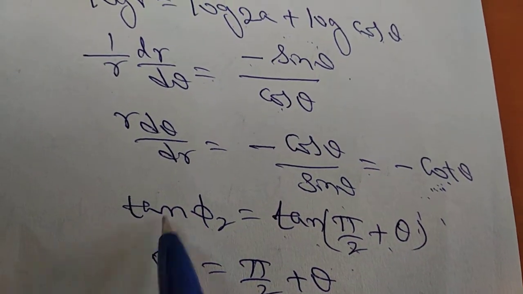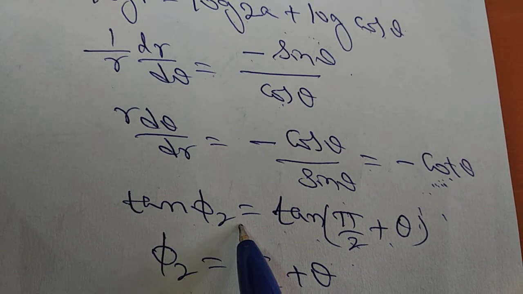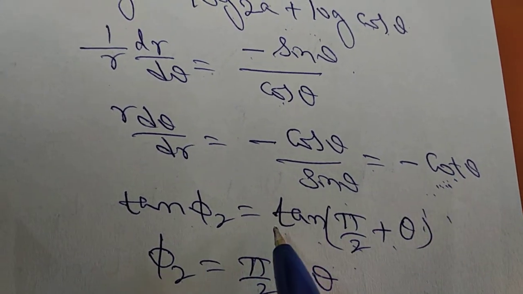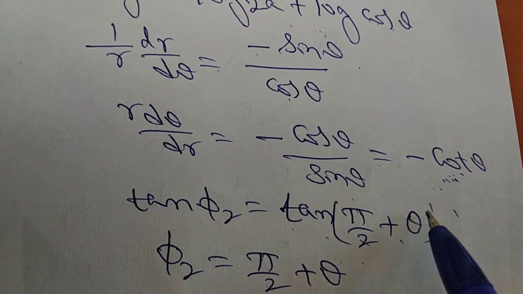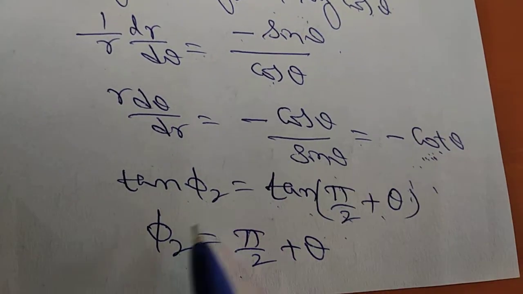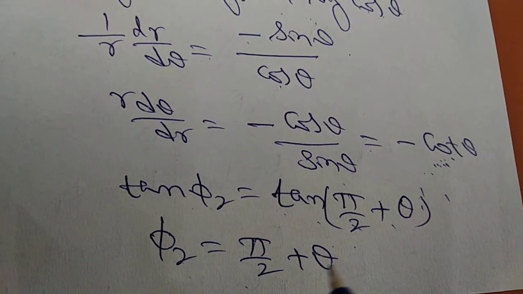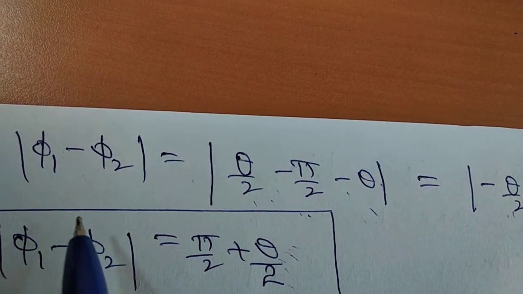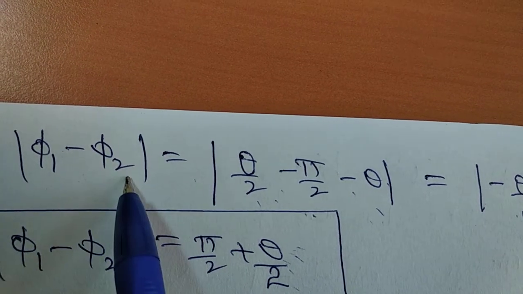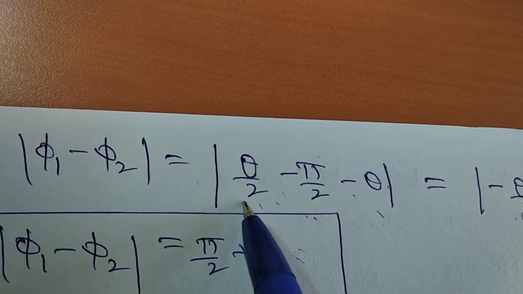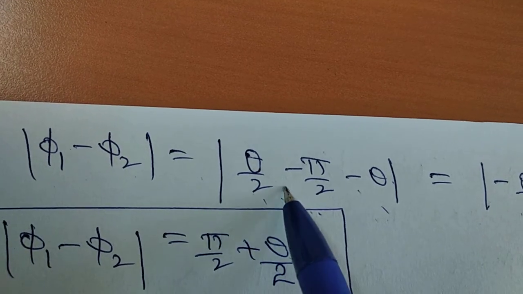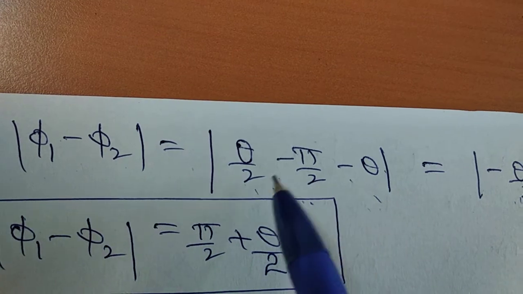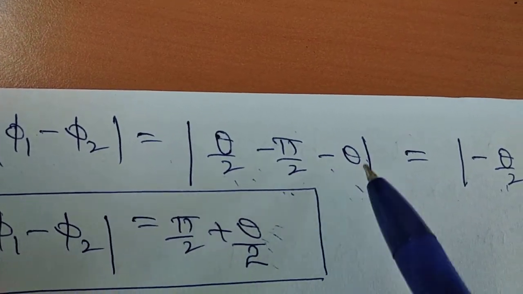Here for the second curve you have to take tan φ2. So minus cot θ is there, and you have to write it in terms of plus tan. So tan(90 plus θ) is minus cot θ. Therefore φ2 is equal to what? π/2 plus θ. So the angle between two curves is given by the formula modulus of φ1 minus φ2. What is φ1? θ/2 minus φ2, which is minus of (π/2 plus θ). Remove that bracket, what do we get? Minus π/2 minus θ.